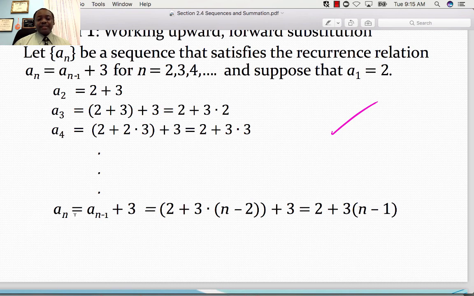So a_n = a_(n-1) + 3, but from the way I look at things, I have a_2, that will be 2 plus 3. I have a_3, that will be 2 plus 3 plus 3. I have a_4, that will be 2 plus 2 times 3 plus 3. Just follow that and I'm able to determine that my a_n is going to be 2 plus 3(n-2) plus 3, and I reduce that down to 2 plus 3(n-1).